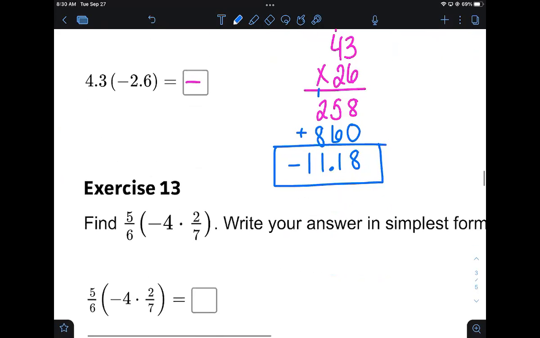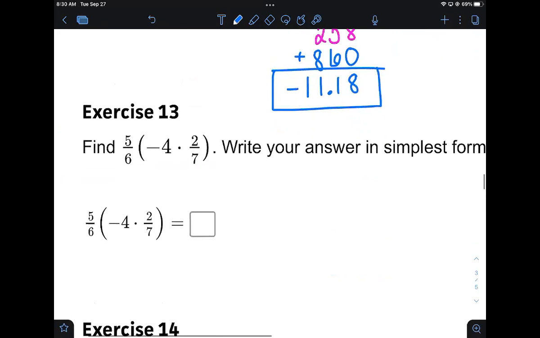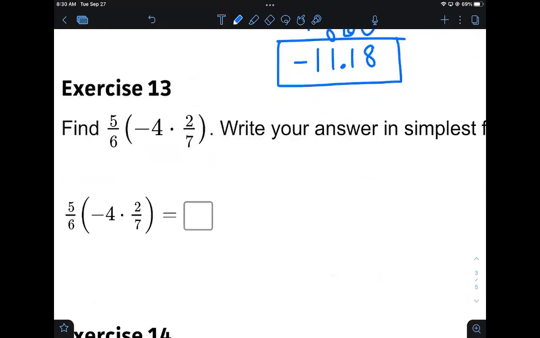Number 13. Number 13 has us multiplying 5/6, negative 4, and 2/7ths. The parentheses are here, but I don't have to start where the parentheses are. It's all multiplication, so I'm able to do it in whatever order I want, whether the parentheses are there or not. This actually looks similar to a question from your chapter 2 review, where you multiplied 3 numbers together with fractions.